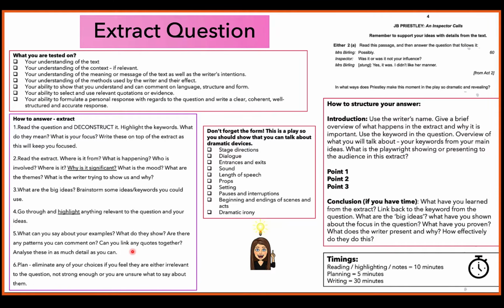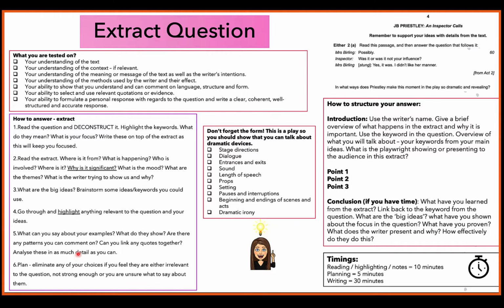Maybe there's a semantic field as you're going through, or maybe you notice something about how a particular character acts, or maybe one character constantly interrupts another character. All of those are patterns, and it's really good to show that you can notice those, figure out what the significance is, and track those throughout the extract. Also think about whether you can link any of the quotations together. Again, this goes with the idea of creating patterns.